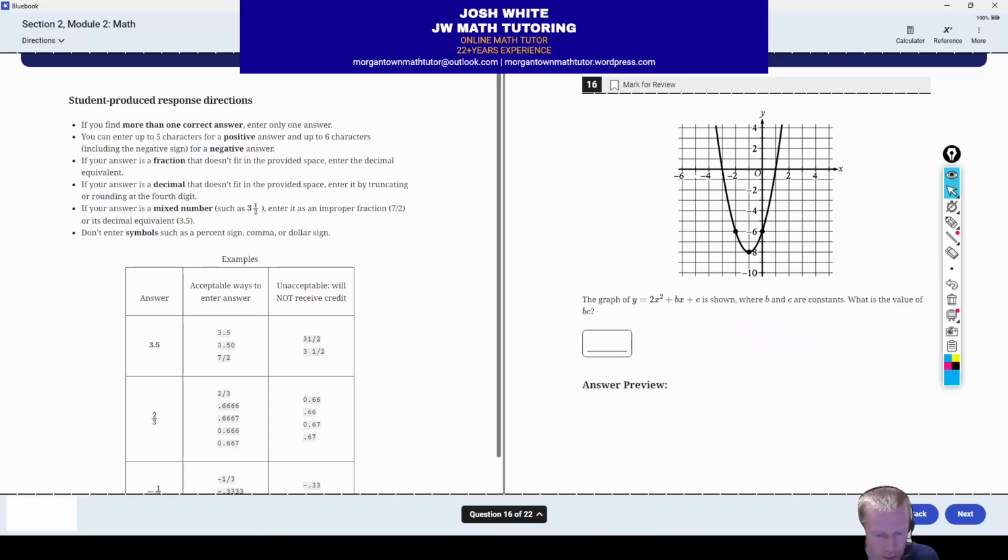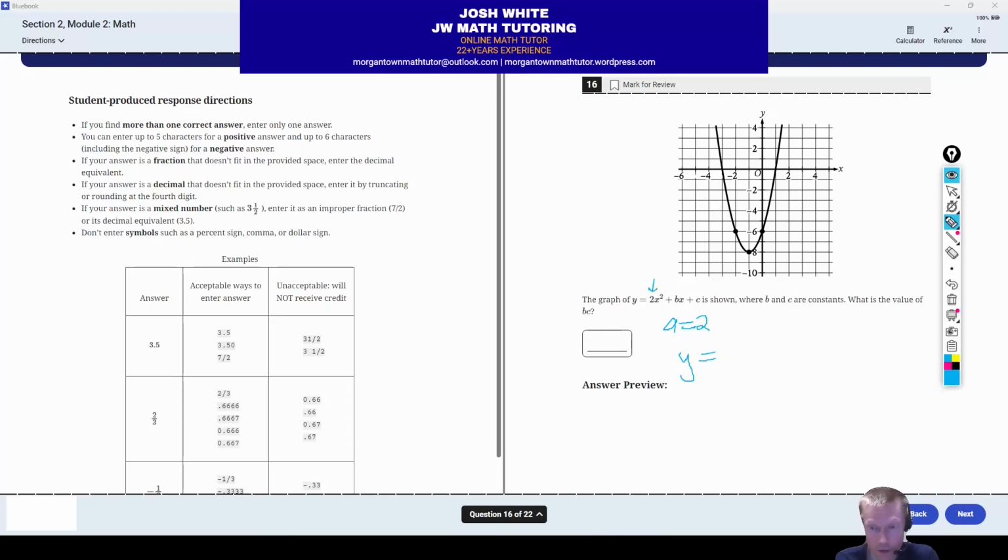All right, next question. Here is a parabola, a quadratic function. They want to know the value of b and c. First, I'll just briefly show you the way you would do this by hand. I'm not going to go through all the work because there's a much quicker, easier way to do it in Desmos. To do this by hand, you would first note that a equals 2, right here, the a in front of the x squared.